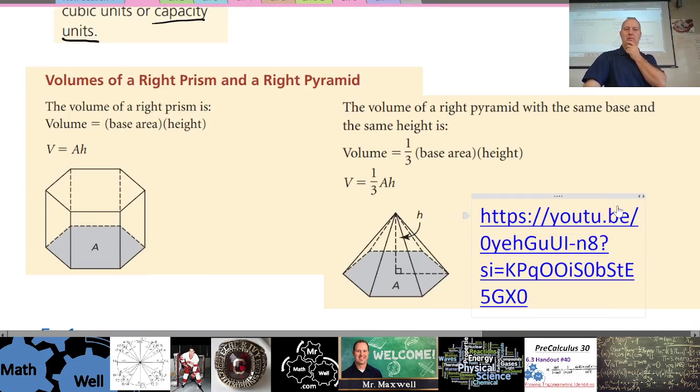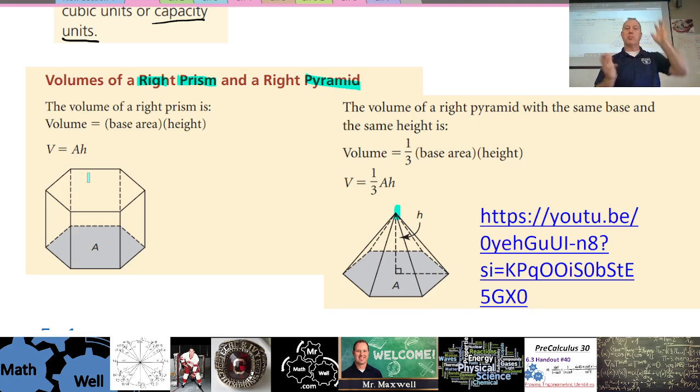All right, let's talk about volumes of right prisms and pyramids. As you remember, hopefully, a prism means that the base area and the top area are exactly the same. A pyramid is when we have a base area that can be any kind of shape, but all the sides come up to a point, and not a top that's the same as the base. So a prism has top and bottom, or end and end, that are exactly the same. A pyramid has one end that's a certain shape and one end that's a point.